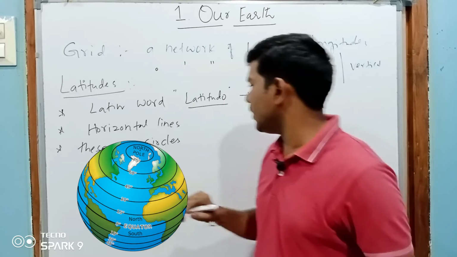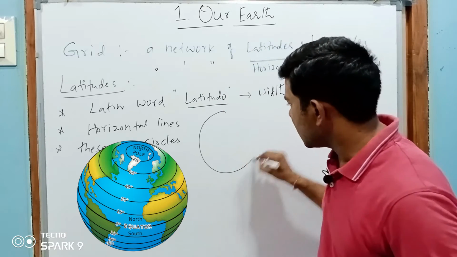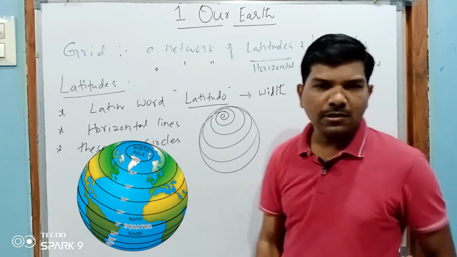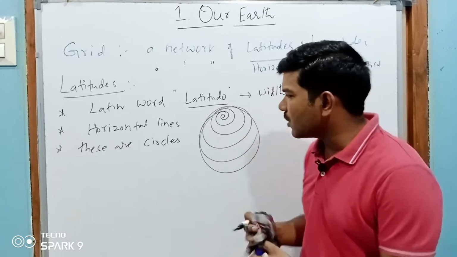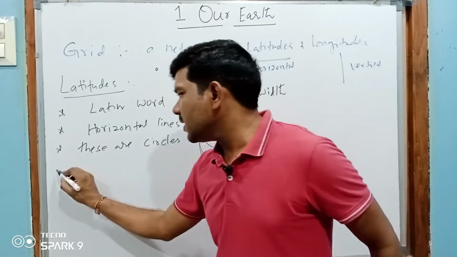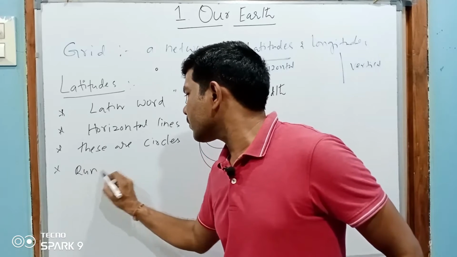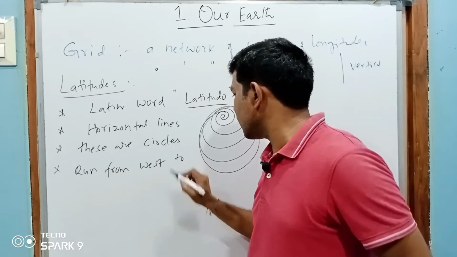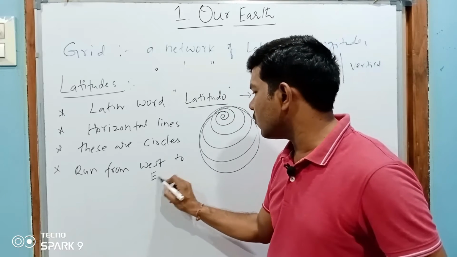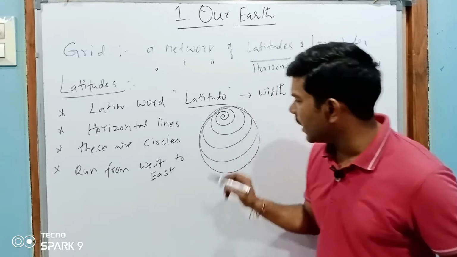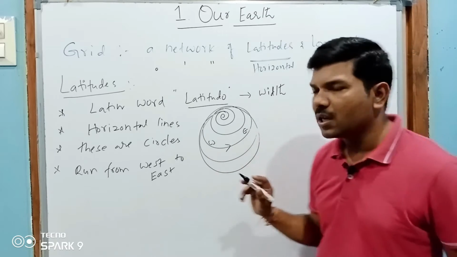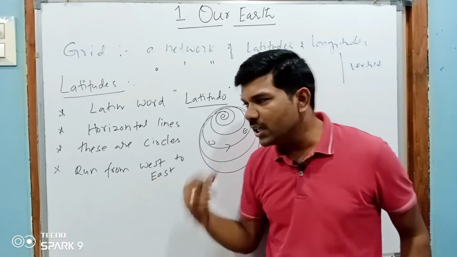అంటే ఇవి ఎలా ఉన్నాయి, ఇంతకుముందు చెప్పాను కదా, ఇలా సర్కిల్ లాగా ఉన్నాయి కదా. So these are like circles. So వీటిని మనం సర్కిల్ అని కూడా చెప్పవచ్చు. And these run from west to east. మరి ఇవి ఎటు నుంచి ఎటువైపు పోతున్నాయి? West to east. Just now I have drawn from west to east. These are running from west to east.